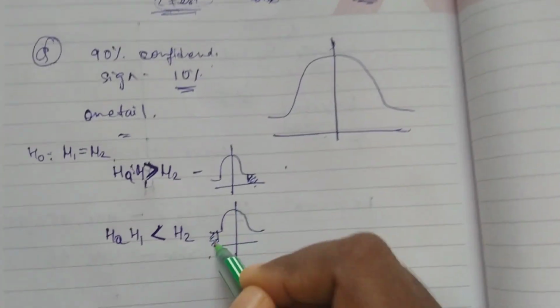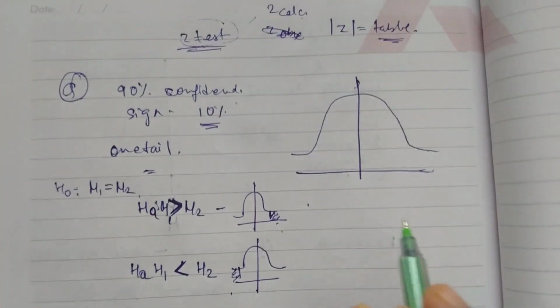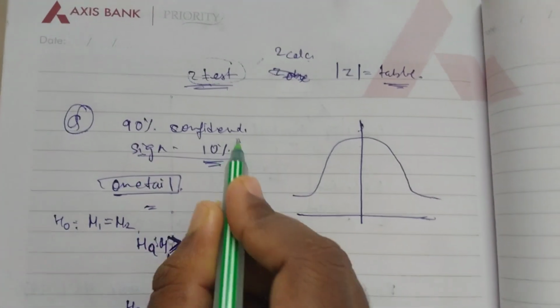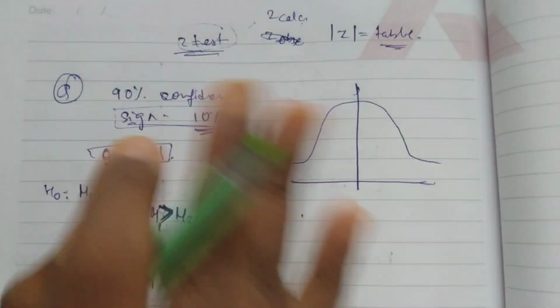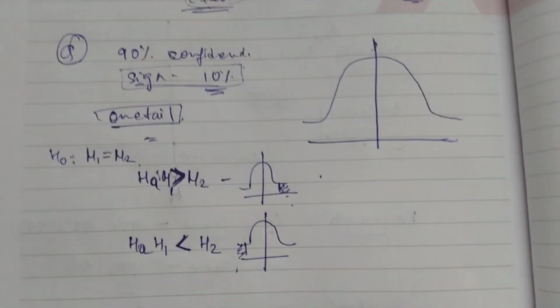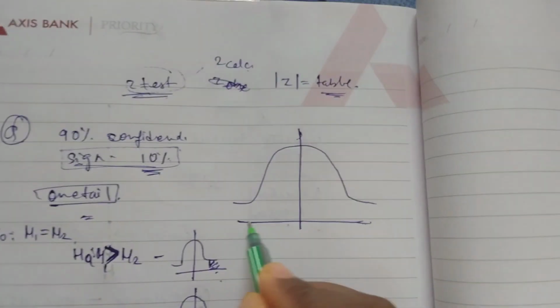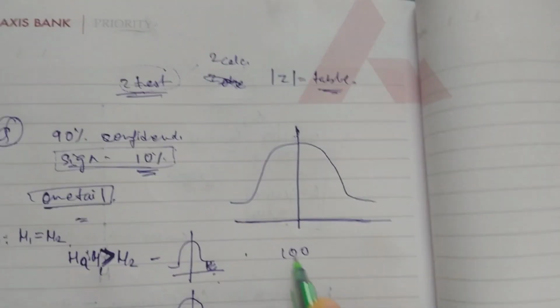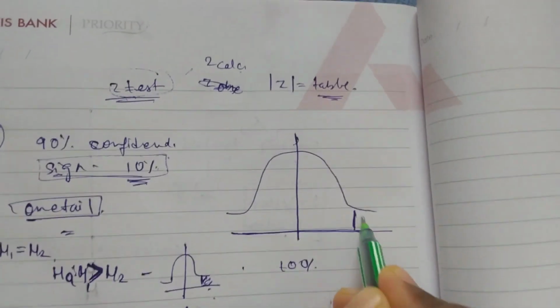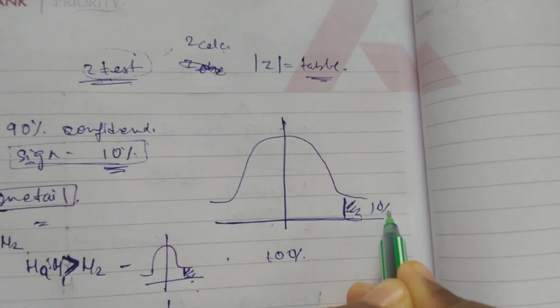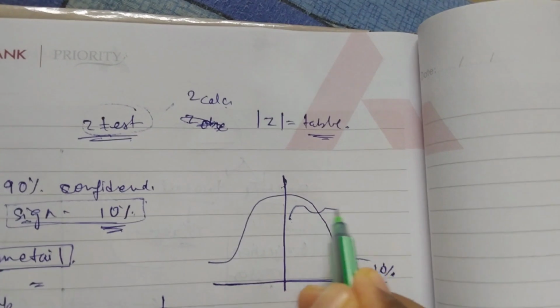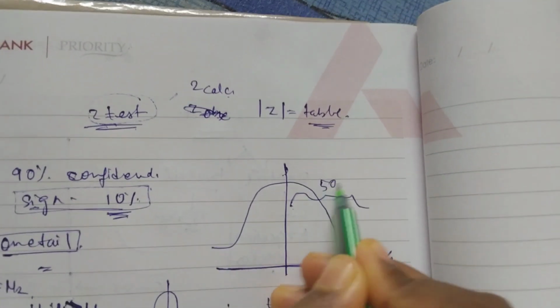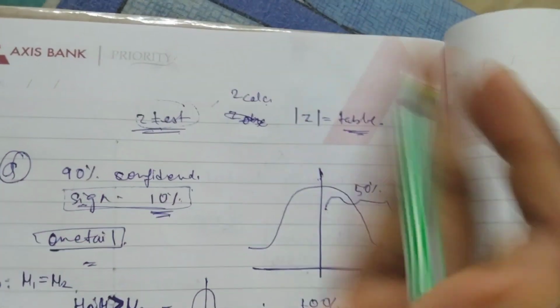So in such cases, in one tail cases, our rejection region will be 10% on any one side. Now this whole area is 100%. So 10% on the right will be represented like this. So this area will be 50% in total, because it is dividing into half.